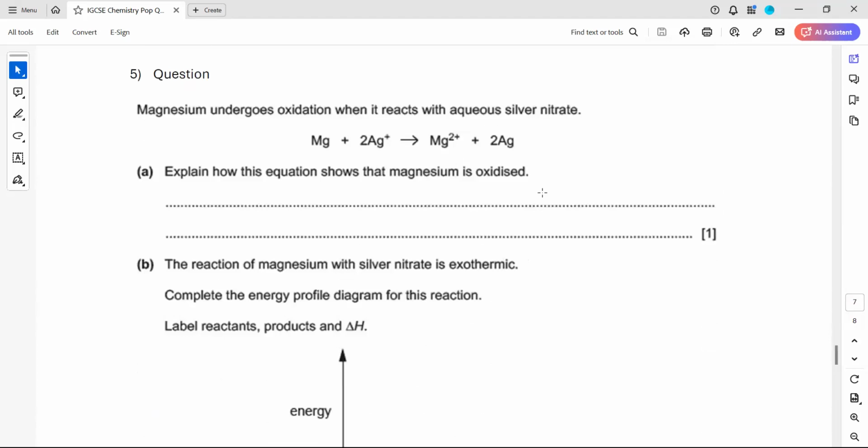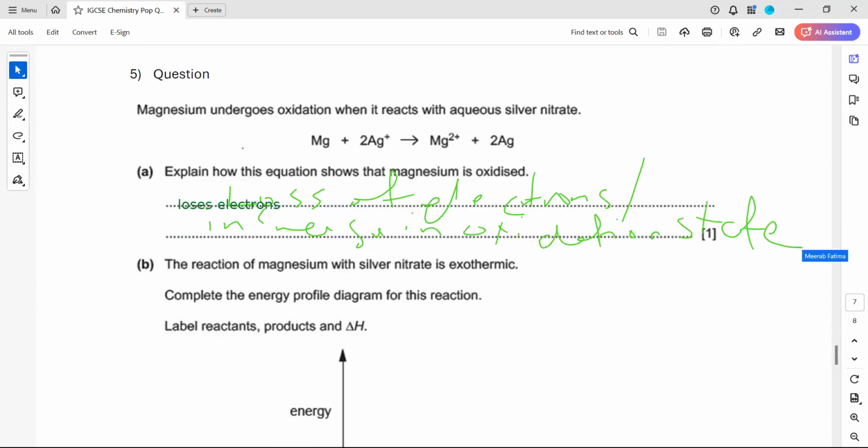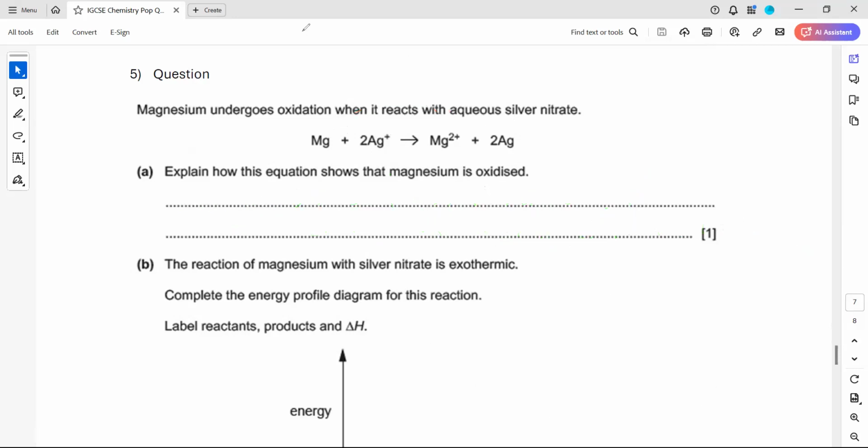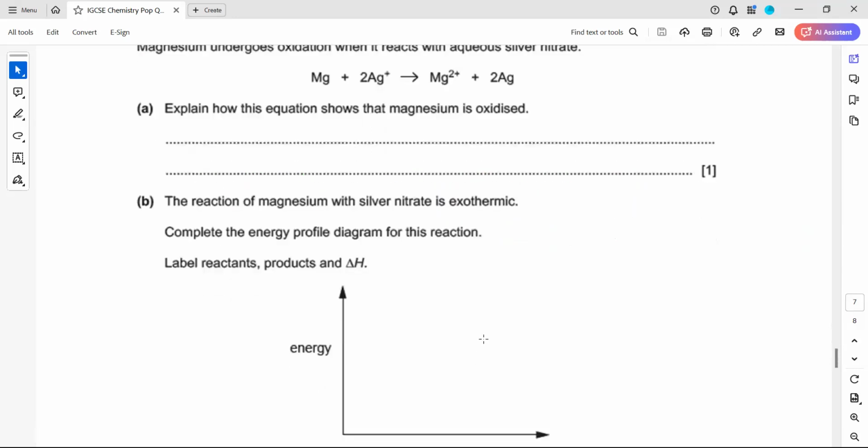In question 5, magnesium undergoes oxidation when it reacts with aqueous silver nitrate. How does the equation show that magnesium is oxidized? So whenever you write oxidation or reduction, you should always refer in terms of electrons, even though it can be in terms of oxygen or hydrogen. Because it loses electrons and turns into magnesium ion, that's why we call that change oxidation.